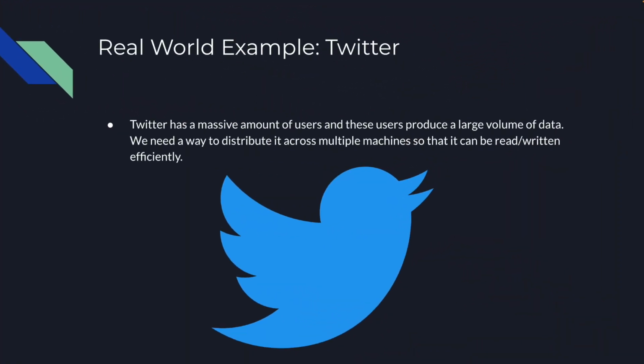So let's now look at a real world example, and we'll be talking about Twitter. Obviously, Twitter has a massive amount of users, and these users produce a large volume of data. We're going to need a way to distribute it across multiple machines so that it can be read and written efficiently.